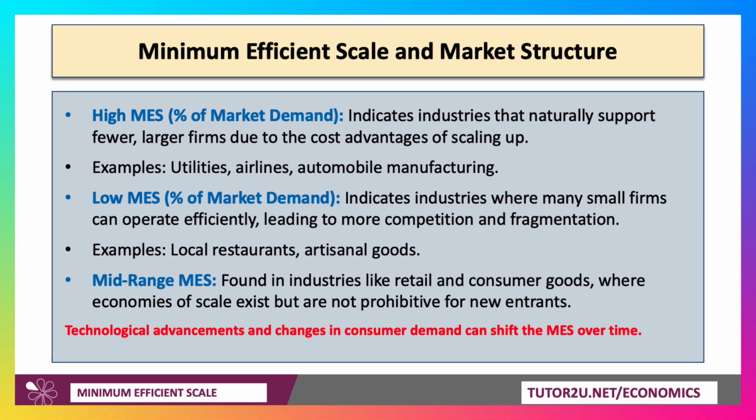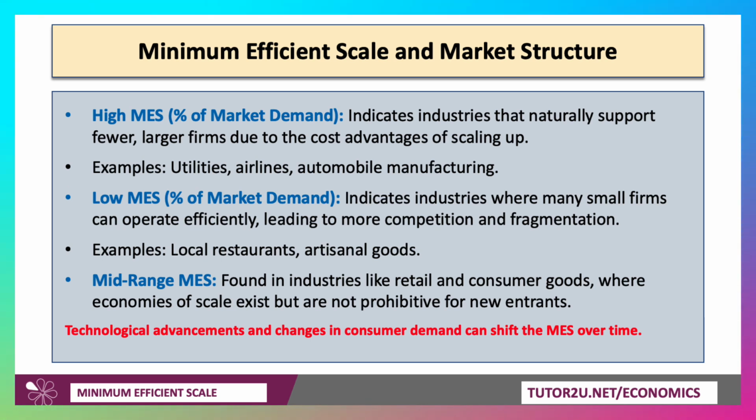Whereas when the MES is low as a share of demand, there's plenty of room for small firms to compete, to get to efficiency and compete with each other. So you tend to have a fragmented market. So lots of small artisan producers or small-scale farmers in a town or a city, for example. Restaurants are a good example there, independent restaurants. And then you have the mid-range. So typically retail consumer goods, there clearly are scale economies, but they're not prohibitive for new entrants. So you get some competition.